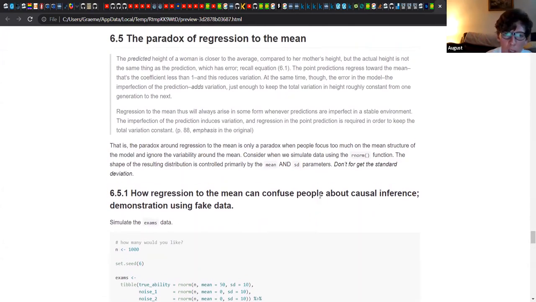Paradox. The predicted height of a woman is closer to the average compared to her mother. Yeah, the predicted height of a woman is closer to the average compared to her mother's height, but the actual height is not the same thing as a prediction, which has error. Recall equation 6.1, which has the error term in it. The point prediction regresses towards the mean.